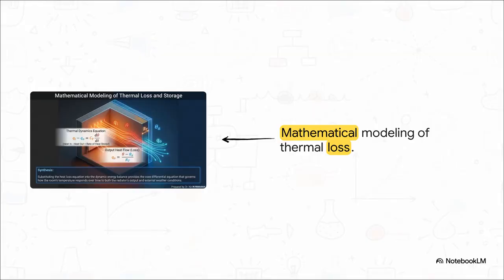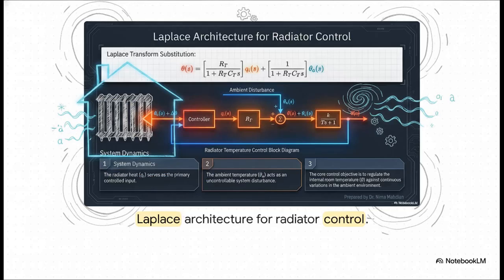Now, what's really interesting about this slide is how elegantly the math synthesizes the physical reality. Our thermodynamics equation simply states that heat in, Qi, minus heat out, Qo, equals the thermal capacity CT times the rate of temperature change, d theta over dt. The output heat flow, or the thermal loss, is simply the temperature difference between inside and outside, divided by the wall's thermal resistance, RT. By substituting that heat loss equation right into the dynamic energy balance, we create the core differential equation that governs exactly how the room's temperature responds over time to both your radiator and the freezing weather outside. Translating that differential equation into the Laplace domain yields this architecture.